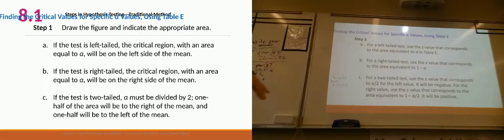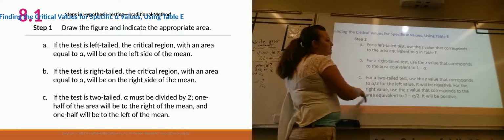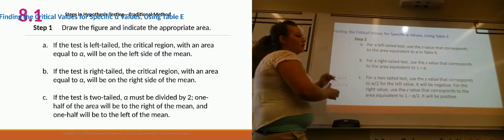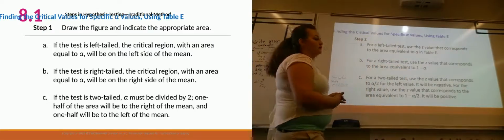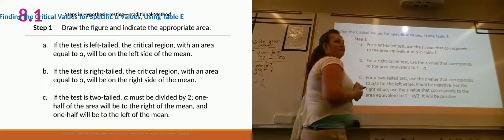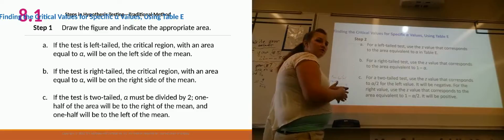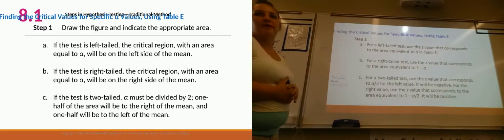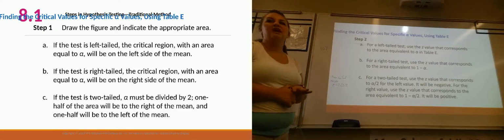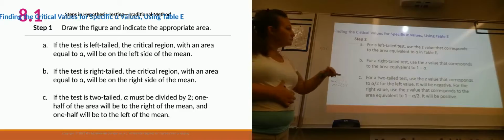Okay, step 2. So we have it basically separated again. For left-tailed, we're using the z-value that corresponds to the area equivalent in table E. For right-tailed, we have to subtract 1 minus A first. For a two-tailed, we're splitting it in 2, and then we're subtracting that. And you'll just have the positive and negative. It doesn't really matter that you subtract it. If you don't subtract it, just make sure you're finding it and you're doing a plus minus with it.